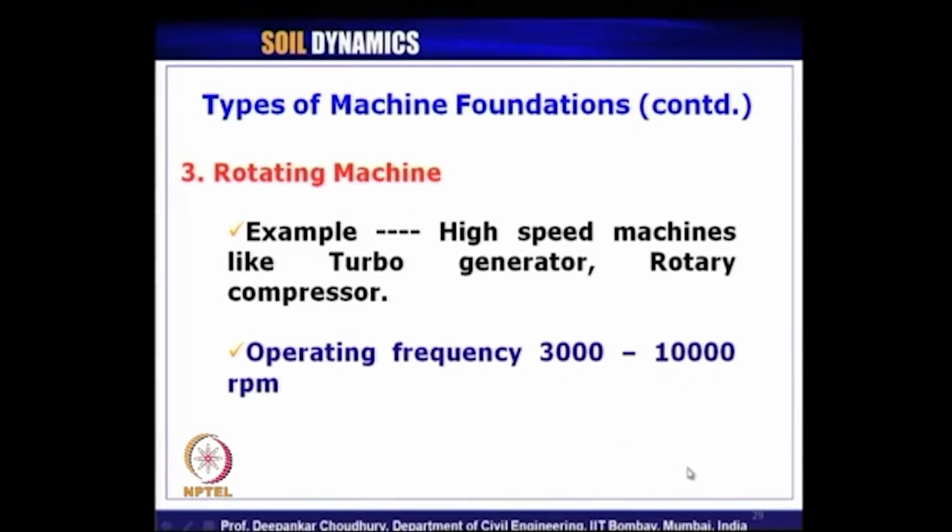Why is this information necessary? Because it will guide us later on. We will see what different types of design we can go for.